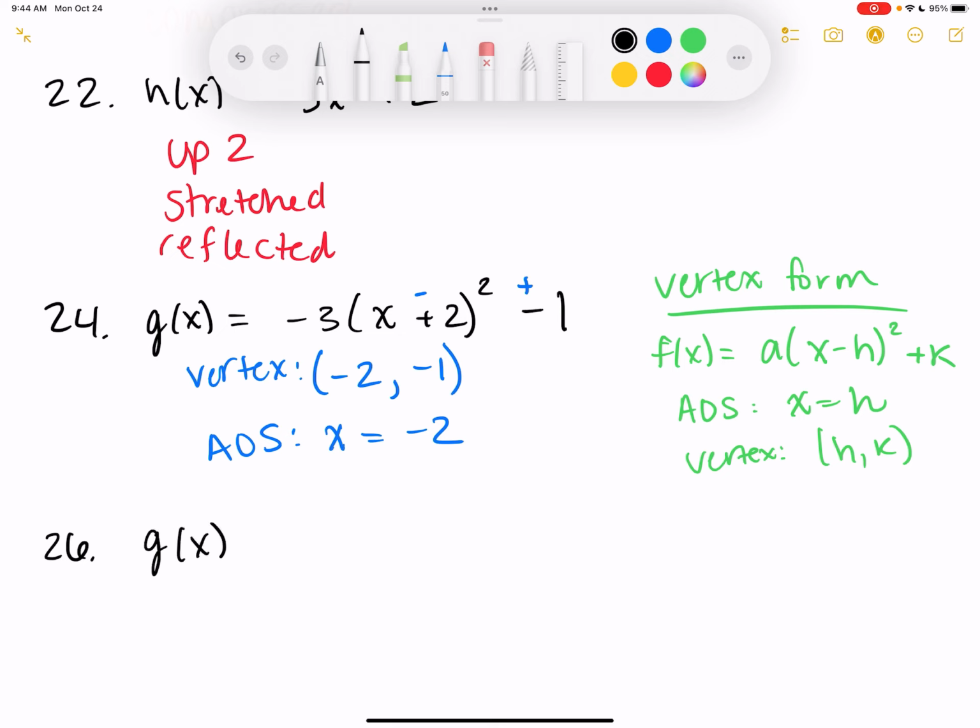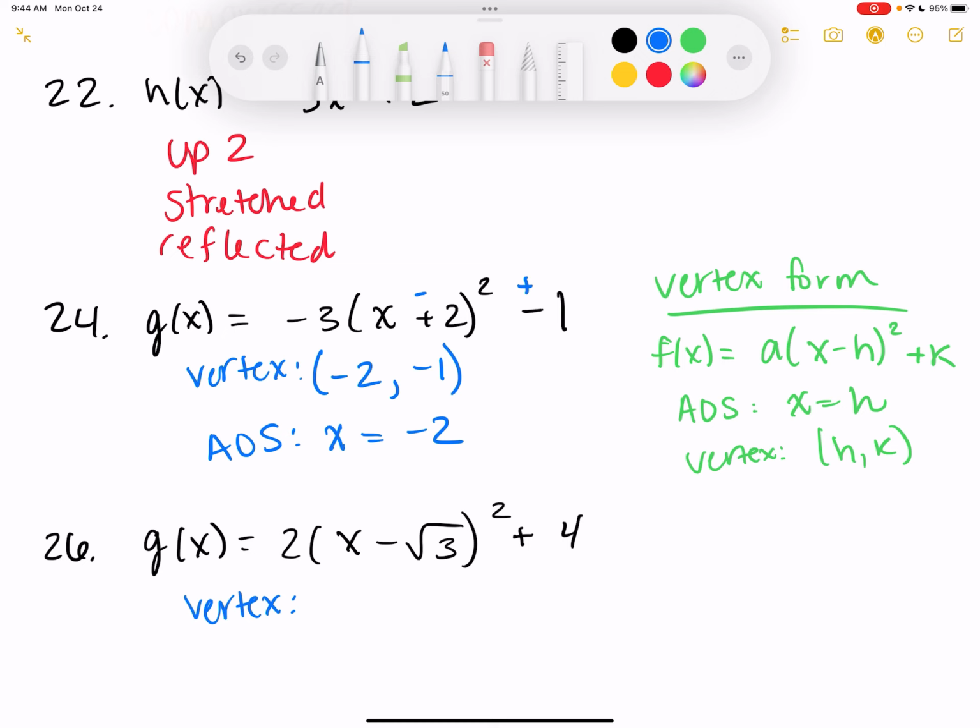All right, 26. G of x equals 2 times (x minus the square root of 3) squared plus 4. It's not a polynomial. Wait, it is a polynomial. No, it's in the exponent. That is not at all what we're doing in this part. I want the axis of symmetry and the vertex.